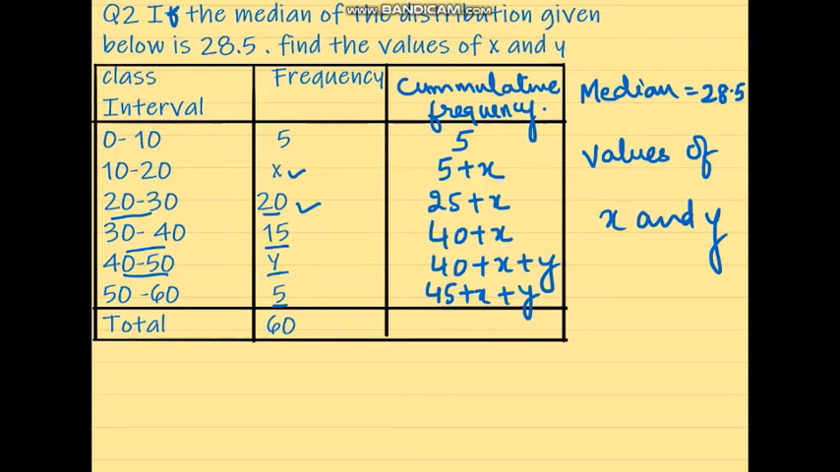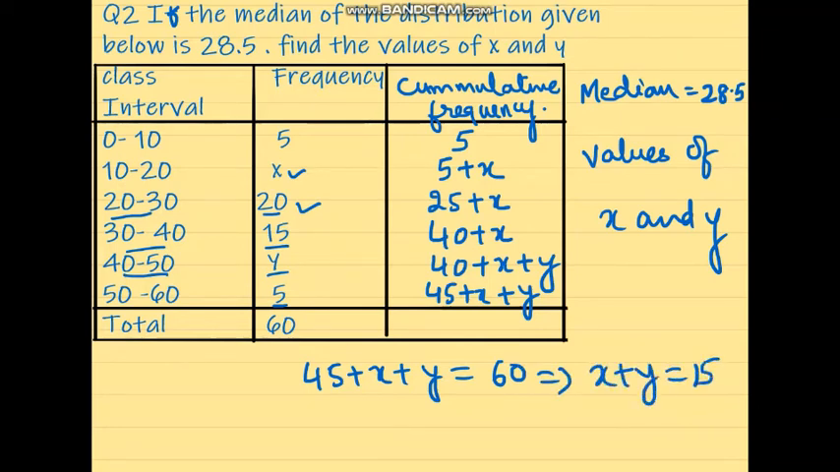But children, if you observe carefully, the total frequency given here is 60. So this 45 plus x plus y should be equal to 60, isn't it? So we can say that 45 plus x plus y is equal to 60. This means x plus y is equal to 15.